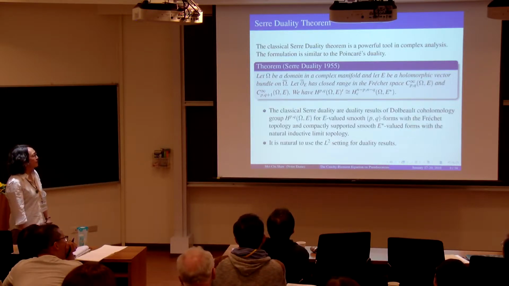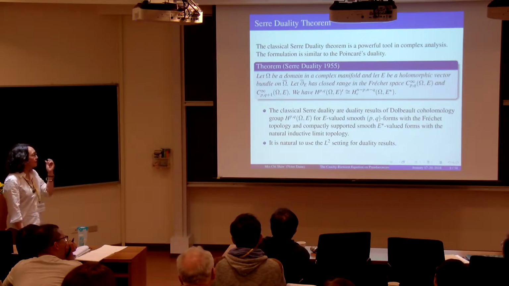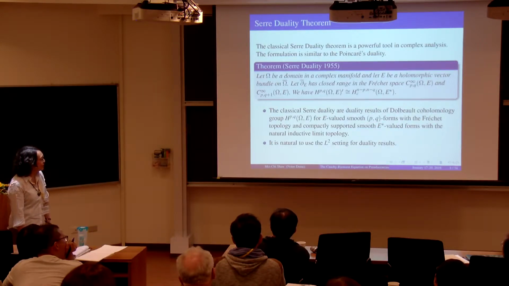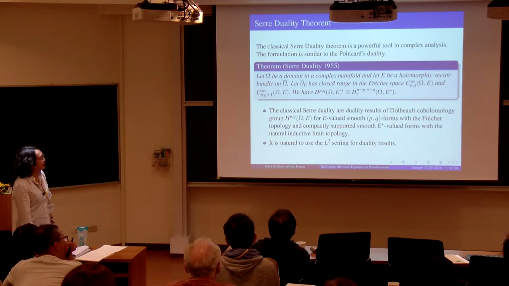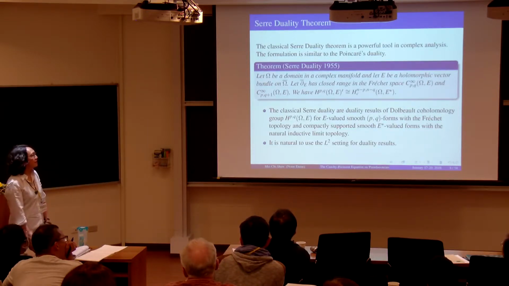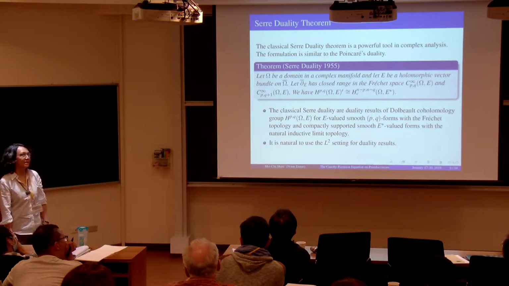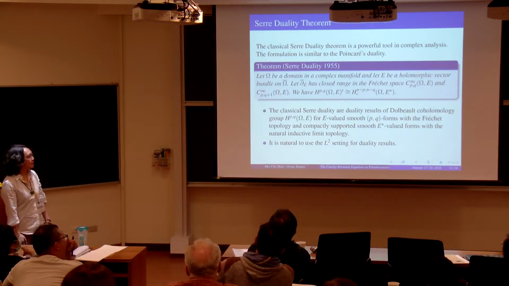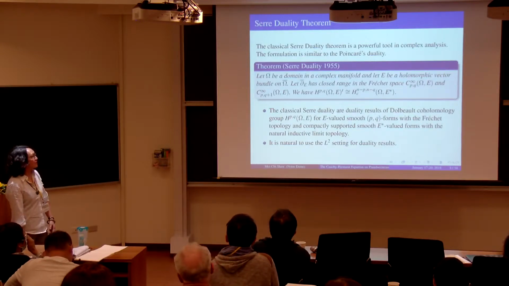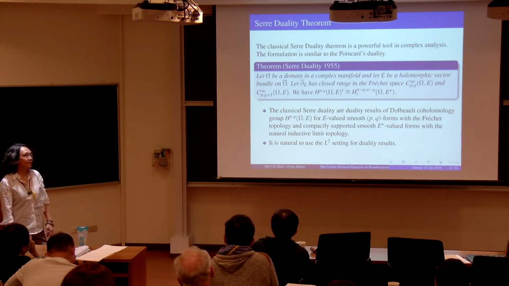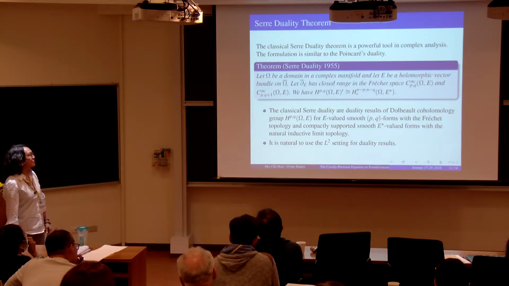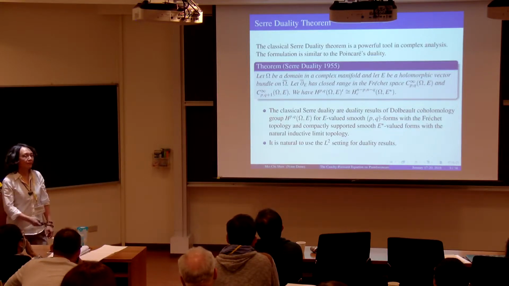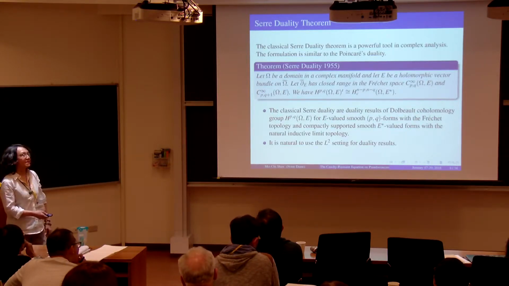And so for the dual of this space, we have to use the natural inductive limit topology. And the space is that we can solve d-bar on a compact set inside omega, so it's a sequence of supports. And we see that the self-duality was done way before Hörmander's L2 result. So it's very natural to use the L2 setting for duality because L2 space is self-dual.